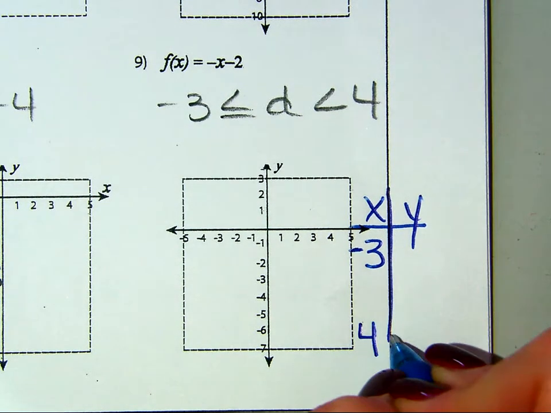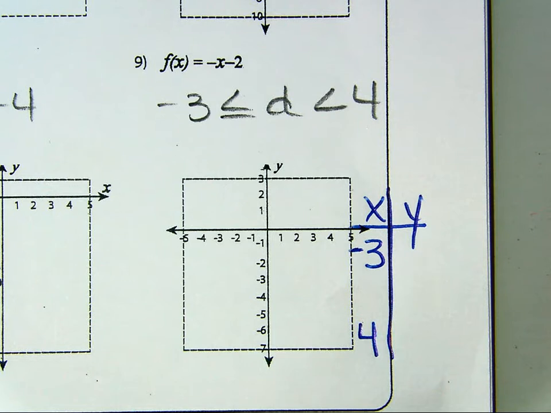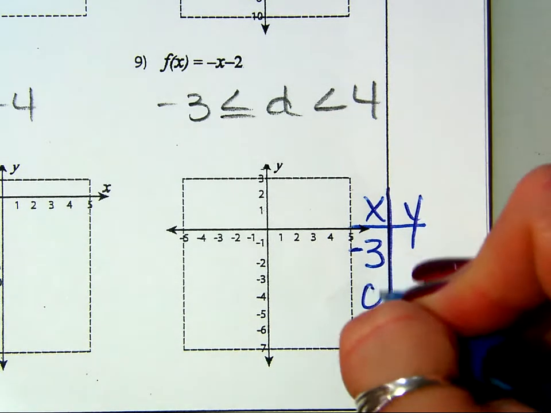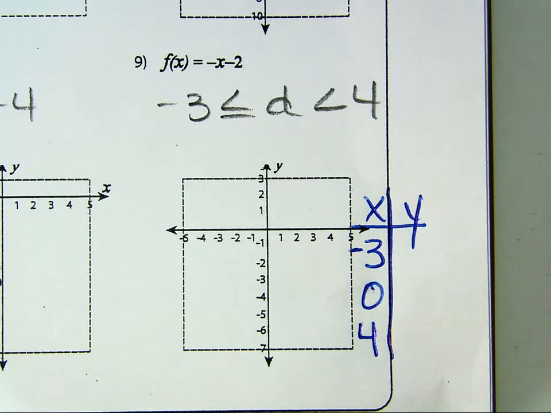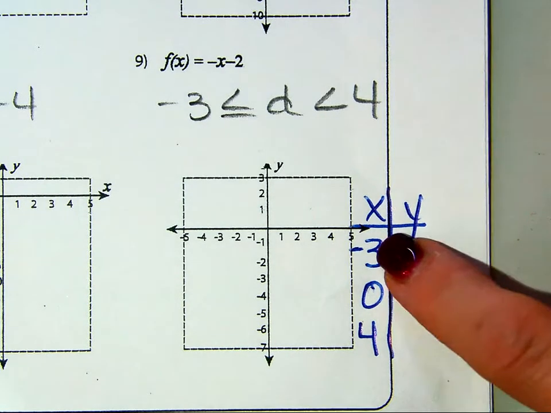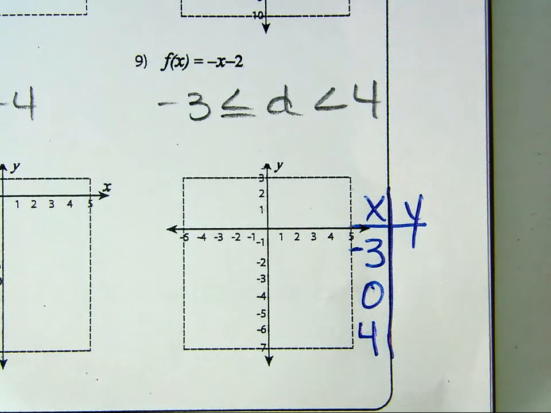Notice what I did. I left a space here. You really only need 2 points to plot a line, but I always like to put one number in between those two just to make sure I'm on point, right? Pun intended. -3, 4, and something in between them. Use 0. 0 is really easy to work with. Okay, ready to do this? So let's plug this in.